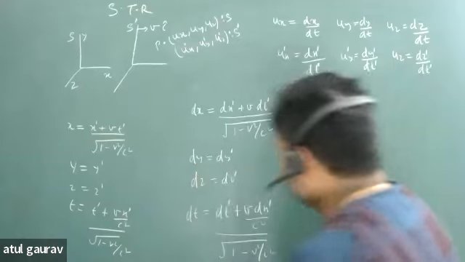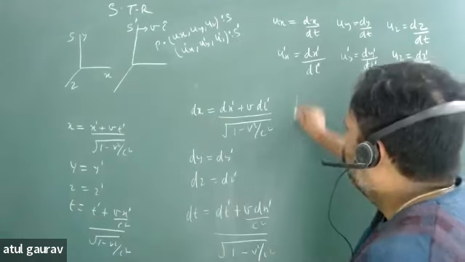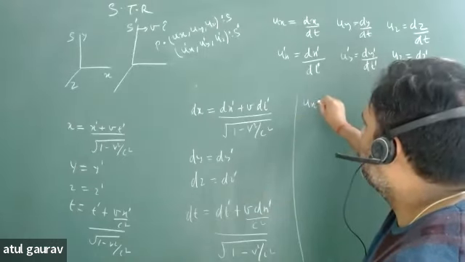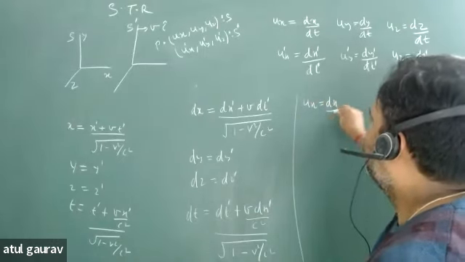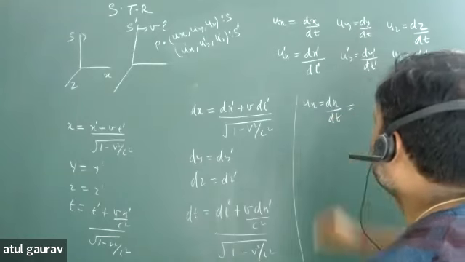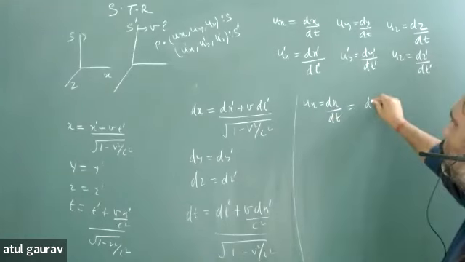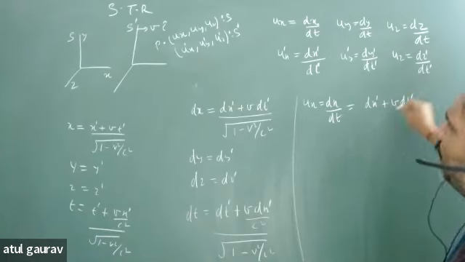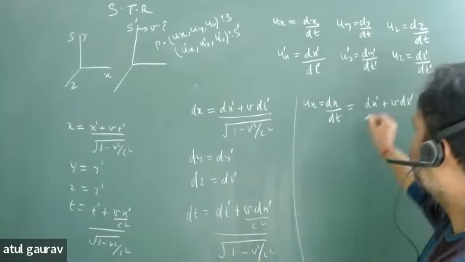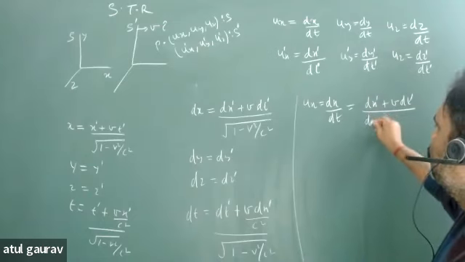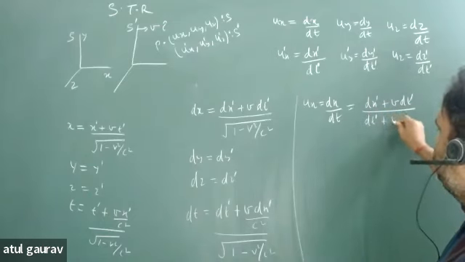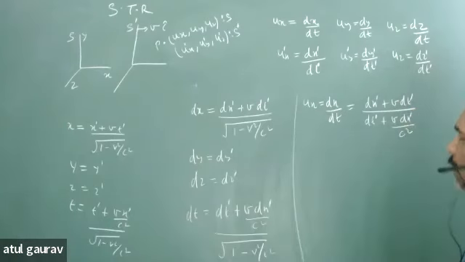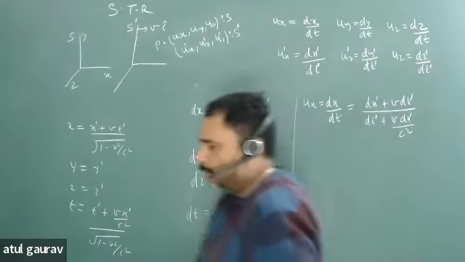Okay. Now, what is ux? ux is dx upon dt, and this value is equal to dx dash plus v dt dash, divided by dt dash plus v dx dash upon c square. Everyone is comfortable?